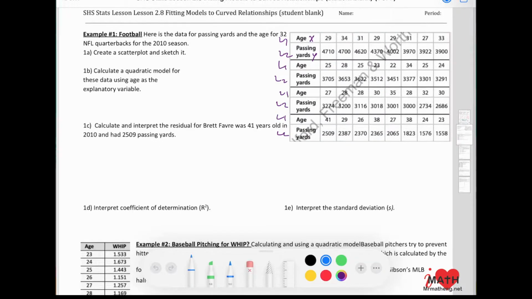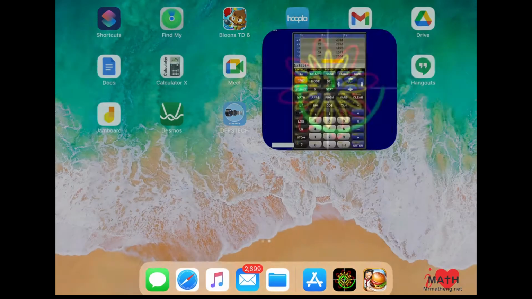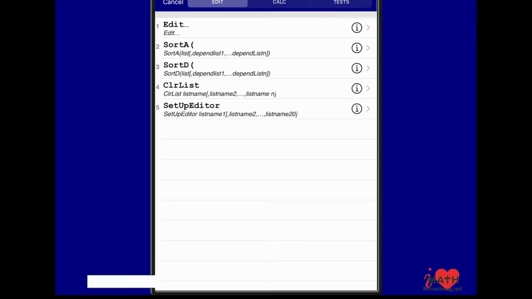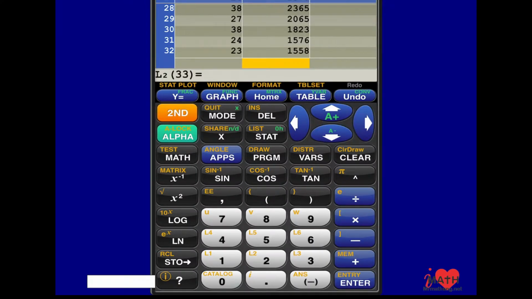Alright, so I'm going to go ahead and put that in there. Graph and Calc 83 is the one I've used, and I've gone ahead and pressed Stat, Edit, and then I have under list 1 the ages, and list 2 I have the passing yards. Okay, so what we're going to do now is get a quadratic model.